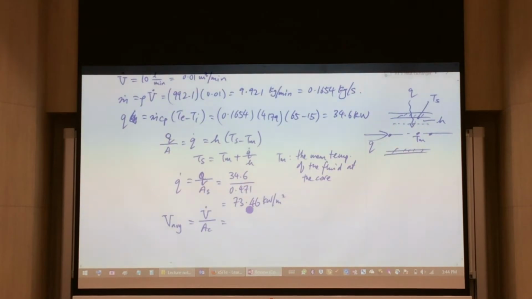V dot is what we have calculated previously, that is 0.010, divided by your cross-sectional area, not surface, cross-sectional area, because it relates to the flow. So that's 7.069 times 10 to the power minus 4. If you do the calculation, you get 14.15, but the unit of this is meter per minute. Change that into meters per second. That's your velocity.